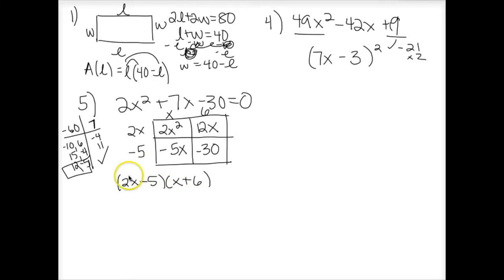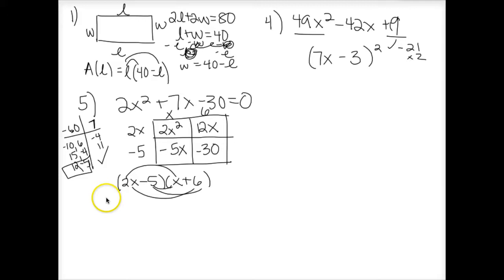Take the time to double check it. 2x squared minus 30. So firsts and lasts are correct. Inners and outers, insides negative 5, outsides positive 12, which does give me positive 7. So I know it's right.